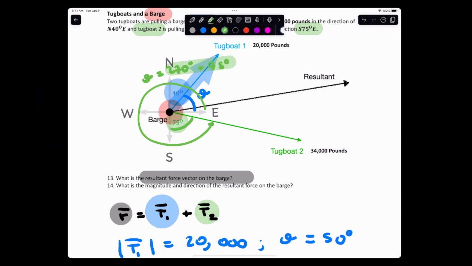Is that true? You say, why? 90, 90, 90, 270 plus what? 75 gives it 345.